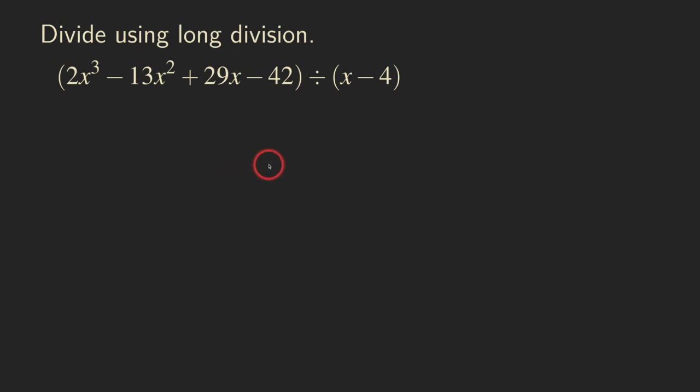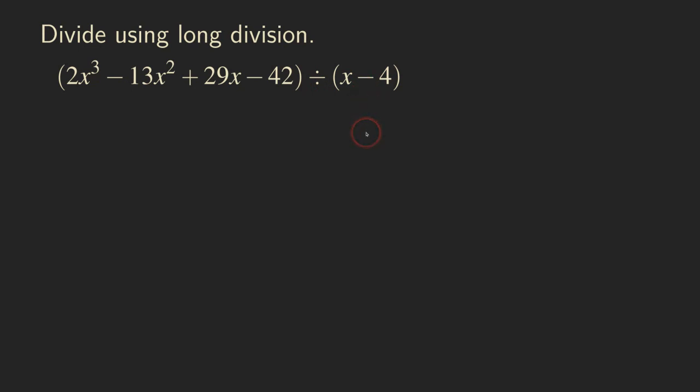Hello everyone, let's do a long division problem here. We have 2x cubed minus 13x squared plus 29x minus 42, divided by this binomial x minus 4. We call the first expression the dividend, and the one that comes after the division symbol is called the divisor.